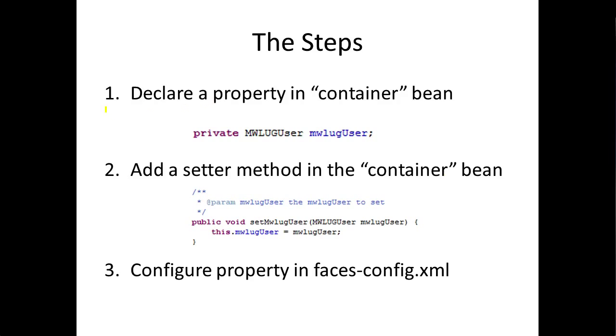The steps to make that happen are pretty straightforward. In the tabs bean, you would want to declare an object or a property variable of the type of bean that is the other bean. So in our case, we've got the tabs bean and we have the user bean. In the tabs bean, we're going to say, oh, by the way, you have a variable called mwlug user, and it's going to be an mwlug user object class. In the tabs bean, you also have to have a setter method that tells it, hey, by the way, you actually have one of these things.